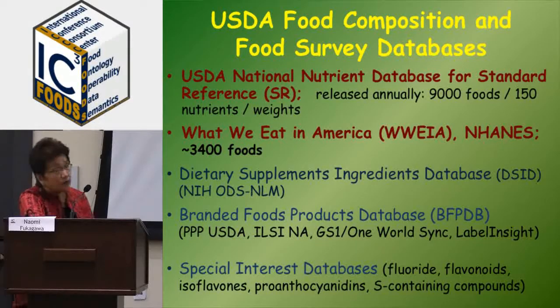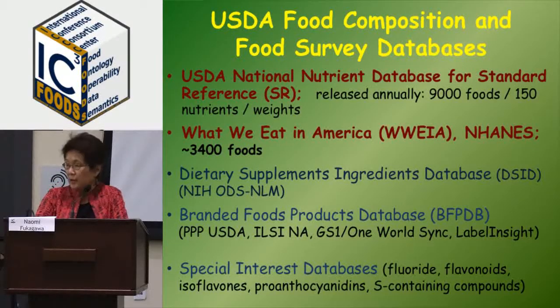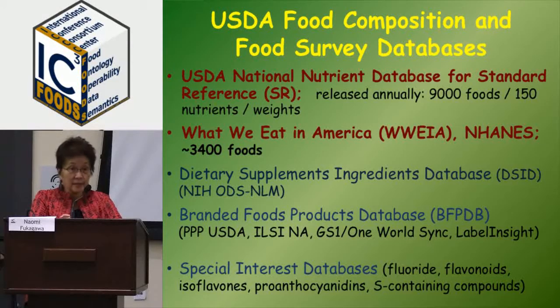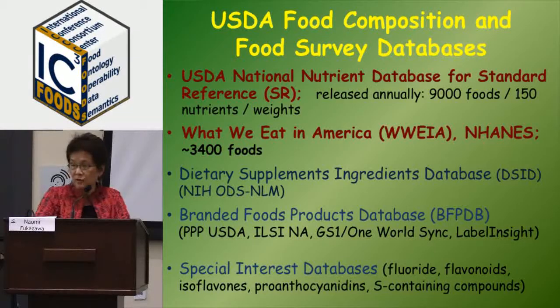The next one that we have is the database that we call What We Eat in America, which is part of the NHANES arm of the dietary surveys that are taken every 2 years, and essentially produces information as to the types of foods and nutrients that are shortfall or in excess for the cross-sectional selection of individuals who participate in these surveys across the country. In addition, we have a dietary supplements ingredients database, which we do in conjunction with the NIH Office of Dietary Supplements, and that database is housed in the National Library of Medicine.